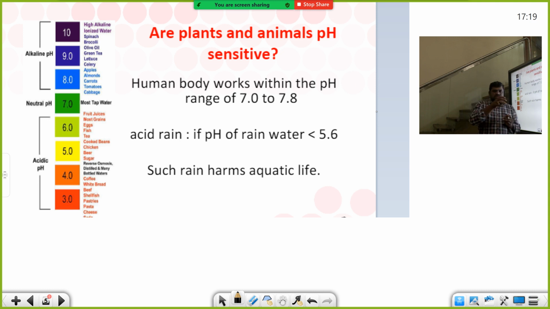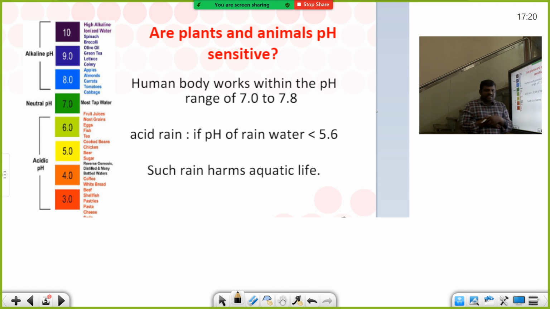These are all released from industries. Oxides combine with water to form acid rains. In our country, acid rains fall mostly in Gujarat, Delhi and other states because they are industrial areas. Many pollutants are released from the industries: oxides of sulfur, oxides of nitrogen, oxides of carbon. They form acids with water. Okay.